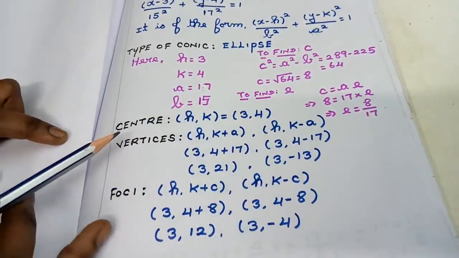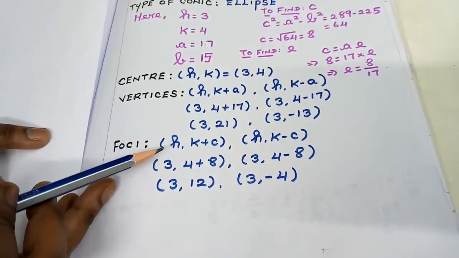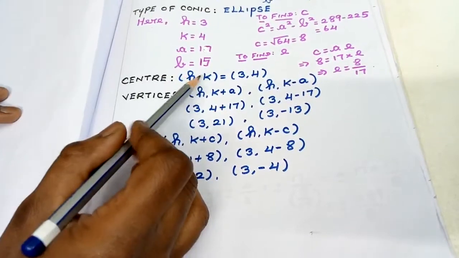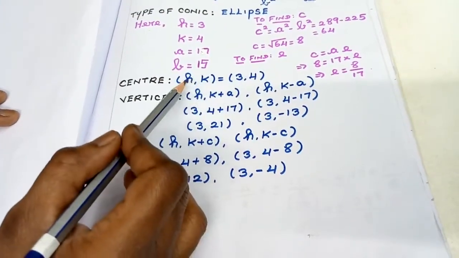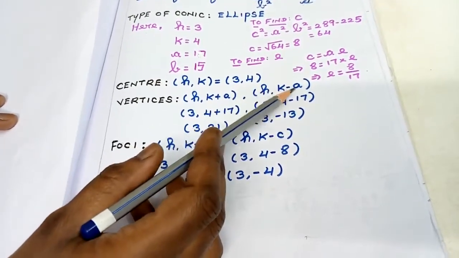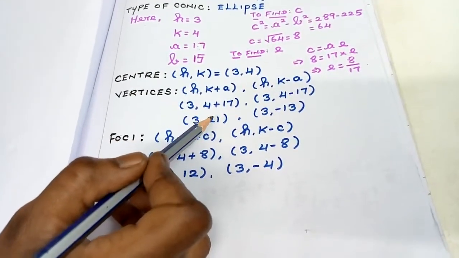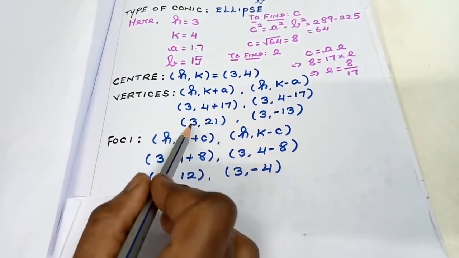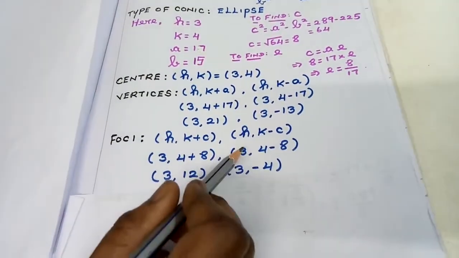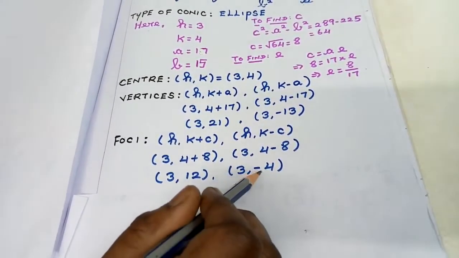After finding, you are going to calculate the value, center, vertex and focus. Apply the formula, students. Just see the tabular column, apply the formula. The center is h comma k, that is 3 comma 4. We are having the values for h comma k. Vertices: h comma k plus a, h comma k minus a. Just substitute all the values, and you will be getting the answer as 3 comma 21, 3 comma minus 13. Foci, same way, calculate, final answer is going to be 3 comma 12, 3 comma minus 4.